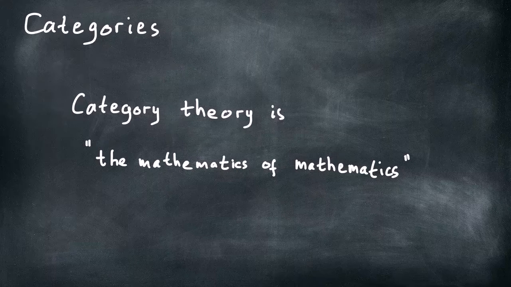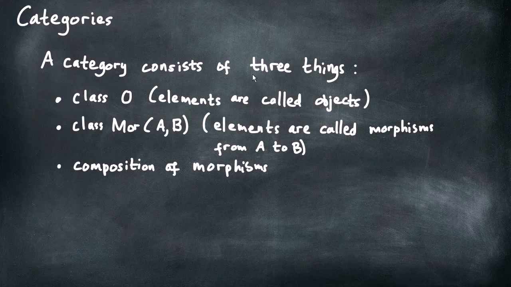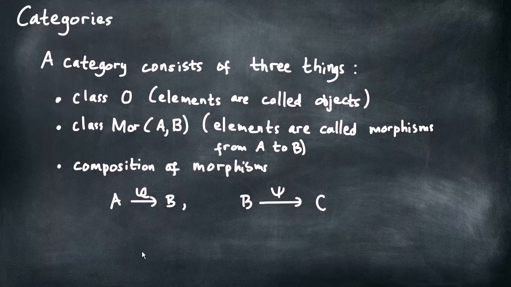So let's start with the definition of a category. A category consists of three things: the first is a class of objects, the second is the morphisms from one object to another object, and the third is the composition of morphisms. So for example, if phi is a morphism from A to B, and there is another morphism from B to C, let's call it psi, then there is a composition of morphisms. It takes the element of A to C, so that composition is psi dot phi.